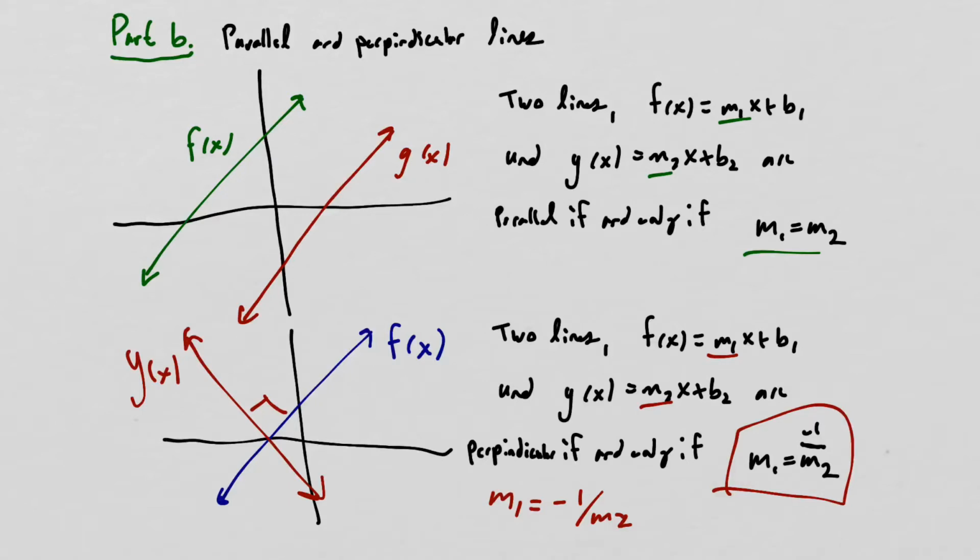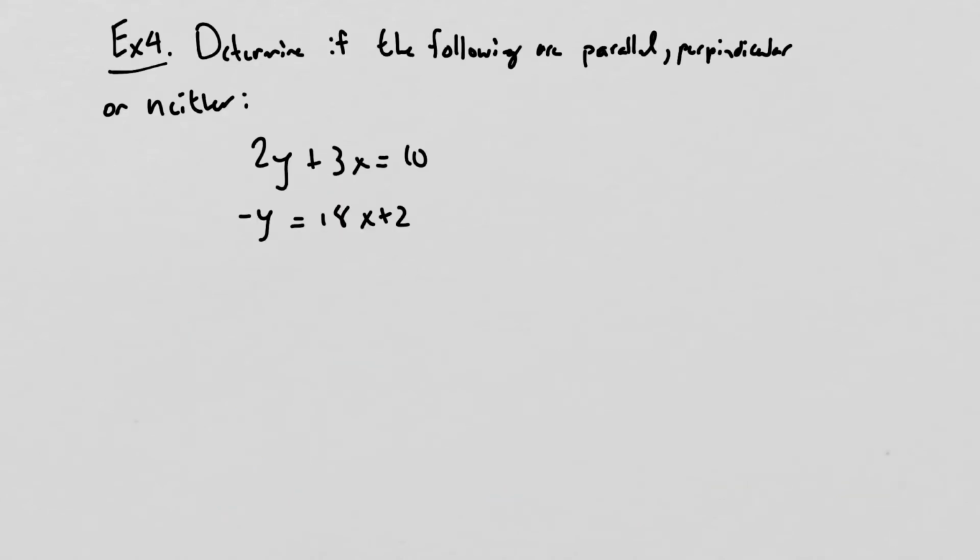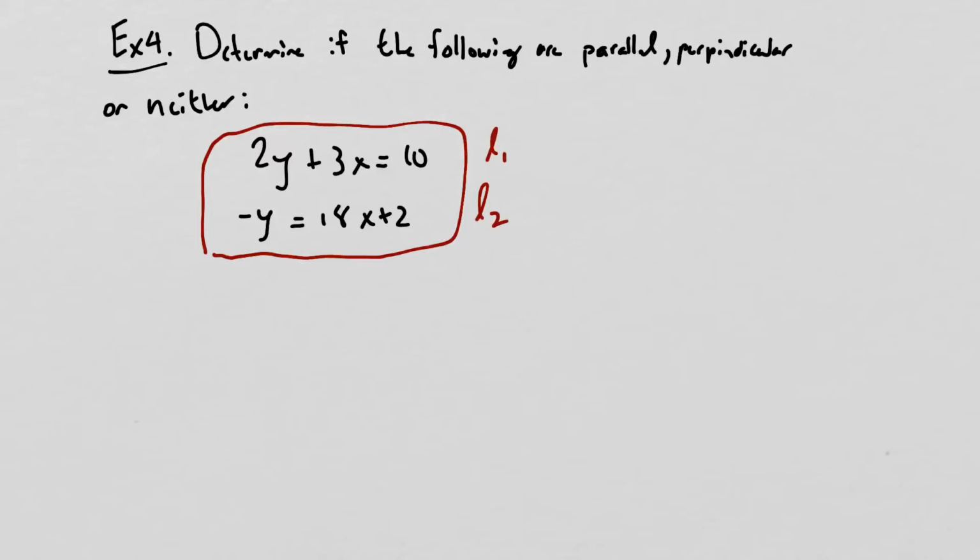Let's go ahead and try an example where, given two lines, we want to determine if they're parallel, perpendicular, or neither. Again, we're given two lines, and the ideas of parallel and perpendicular lines are defined in terms of slope. So we need to find the slope of line number 1 and line number 2. The easiest way to do this is to put this into slope-intercept form, which means we need to solve both of these equations for y. Let's start with line number 1.